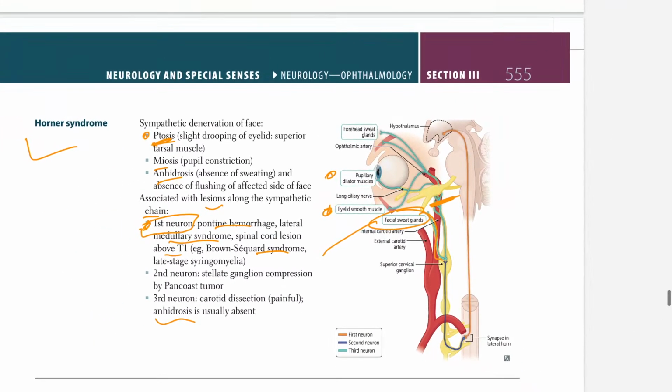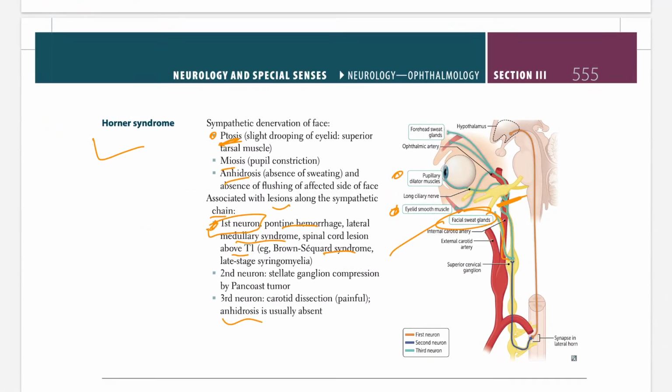Okay, so that's pretty much it for Horner syndrome. Let me see if I have anything extra for this. Horner syndrome.